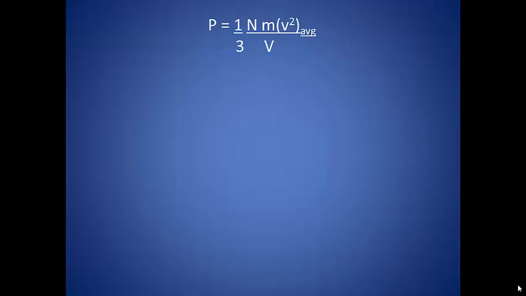Now, you didn't think we were done, did you? Because if we look closely, we see there is an expression with the mass times the square of the velocity. This is actually 2 times the kinetic energy, right? So the pressure is equal to 2/3 of the number of particles divided by the volume times the average kinetic energy of the particles. Now remember back to our discussion on the ideal gas law.